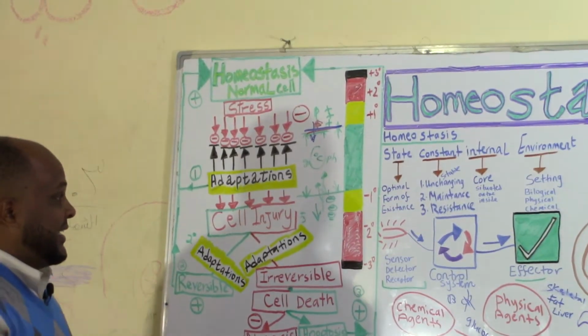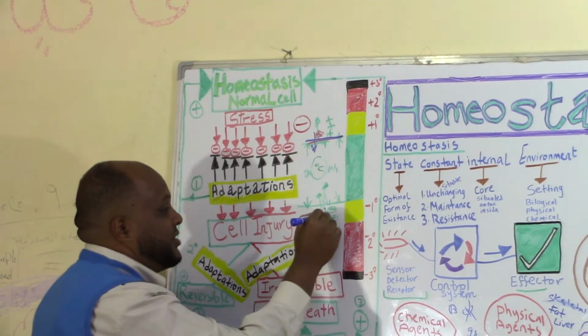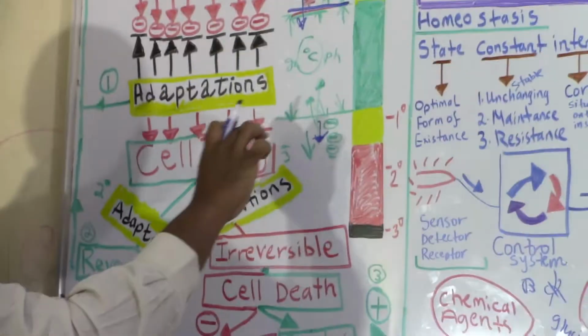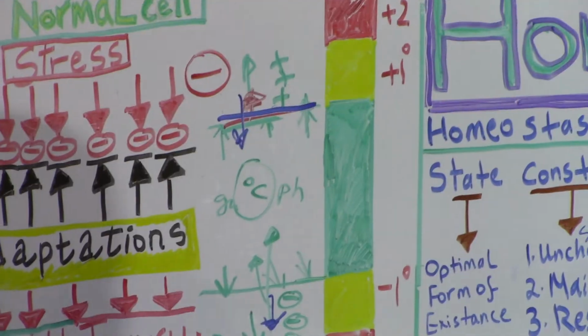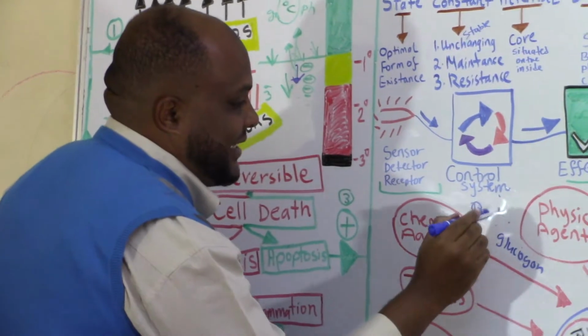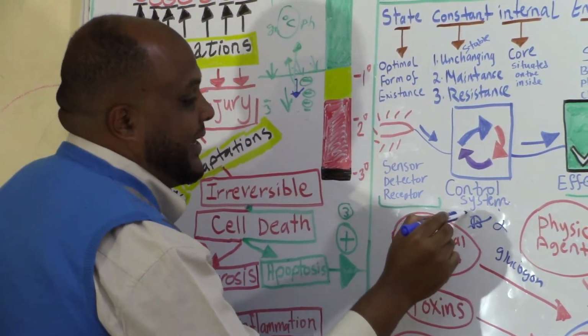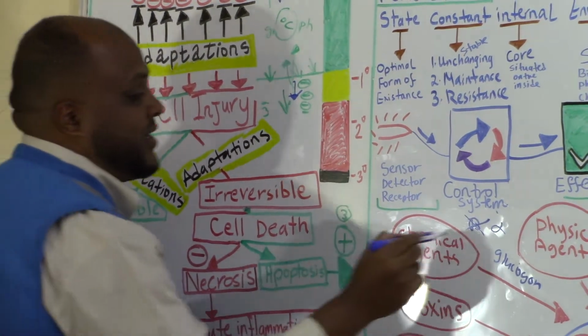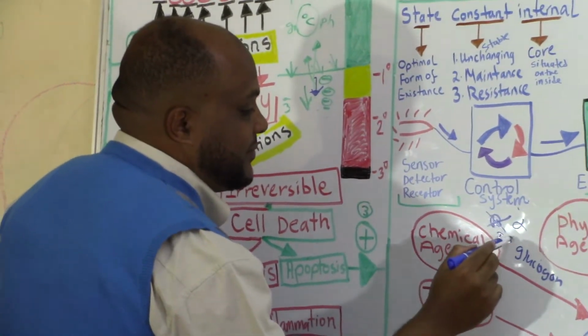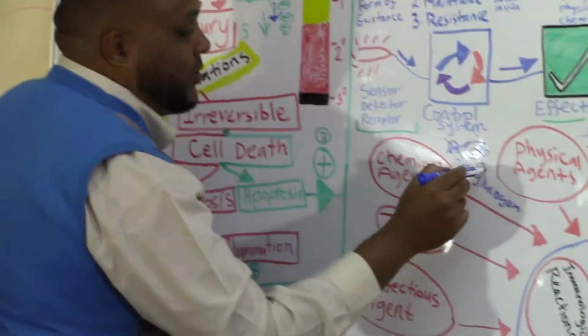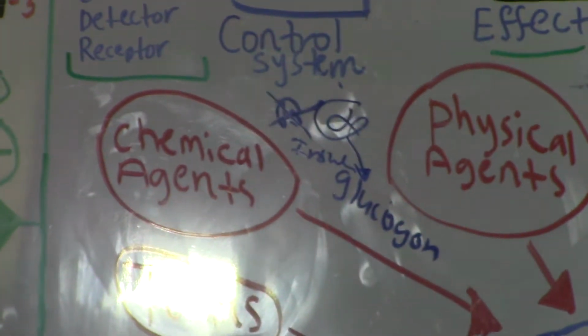Now the opposite. Let's say there is a drop, a severe drop in the level of glucose in our body. The sensor here will be the alpha cells of the pancreas. And the first thing they will do is they will inhibit the beta cells of the pancreas from releasing insulin. And the alpha cells of the pancreas will now release glucagon, which does the opposite of insulin.